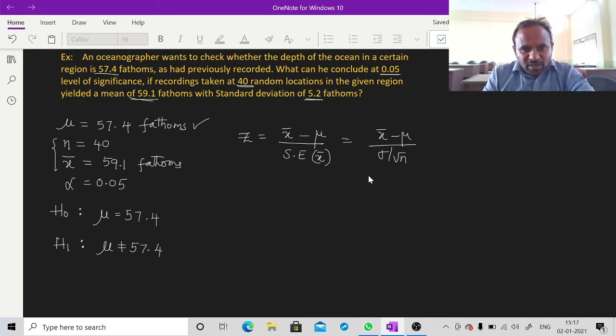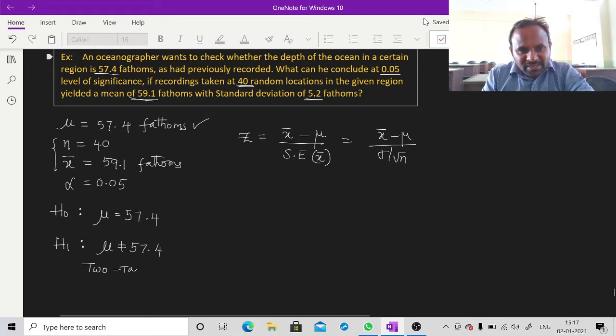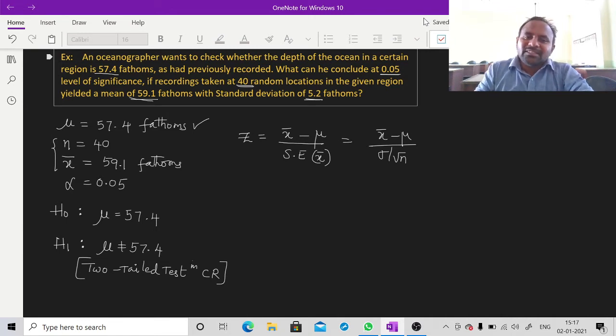And since it is of the not equal to type, we must use a two-tailed test in the critical region. Whenever you are looking at the critical region, there you have to go for a two-tailed test. The other point you have to mention is alpha, the level of significance, which is clearly mentioned as 5%, or 0.05. It is mentioned in the question, we are not taking it on our own.